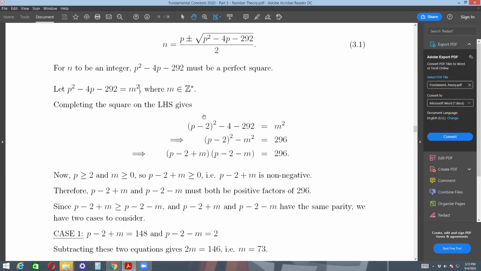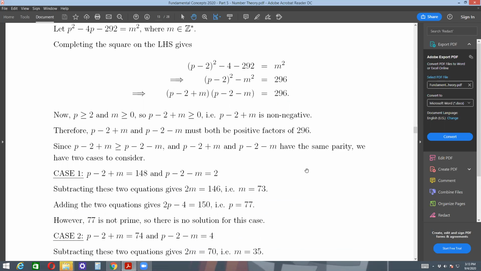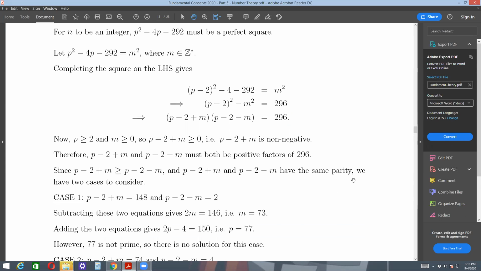Right, completing the square. So complete the square on the left-hand side, you get this. What you can do is carry the m squared on this side, carry the number on the other side, and you have a difference of squares that you can factorize. Now here, you might say, well, okay, we just consider the multiples of 296 and work with that. But that's going to be a lot of numbers to consider. So you could restrict that first of all.